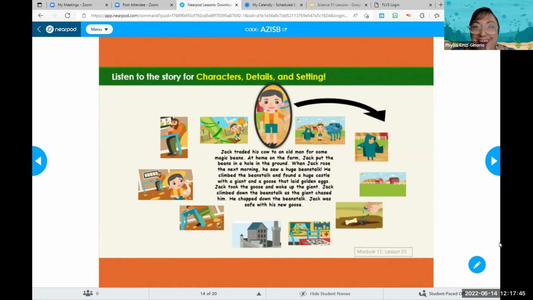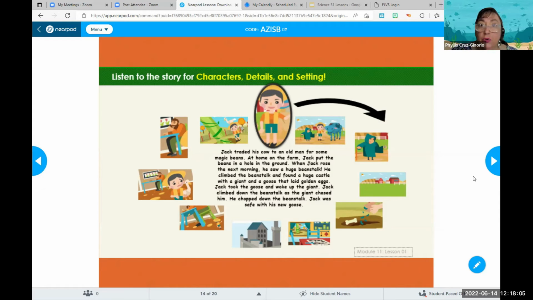Does this sound familiar? Yeah, I think you heard this before. Jack and the Beanstalk. That's right. We were listening for the characters. Who's in the story? Who are the important characters in the story? The details. That means what happened at the beginning, the middle, and the end.